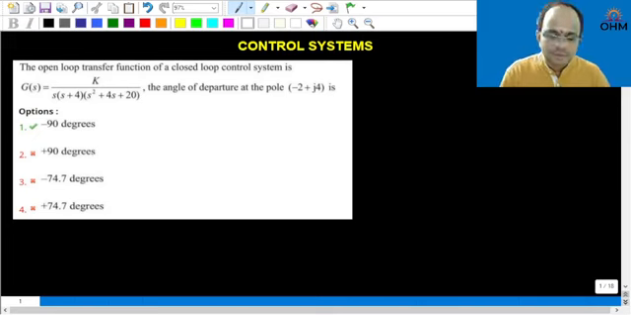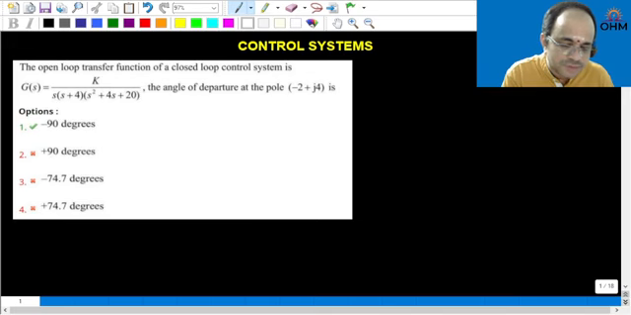Hello everyone. In this video, we would like to discuss the solutions for control systems questions given in the recent TS GENCO 2024 exam. Now the question is: the open loop transfer function of a closed loop control system is K by s into (s plus 4) into (s square plus 4s plus 20). What is the angle of departure at the pole minus 2 plus j4?